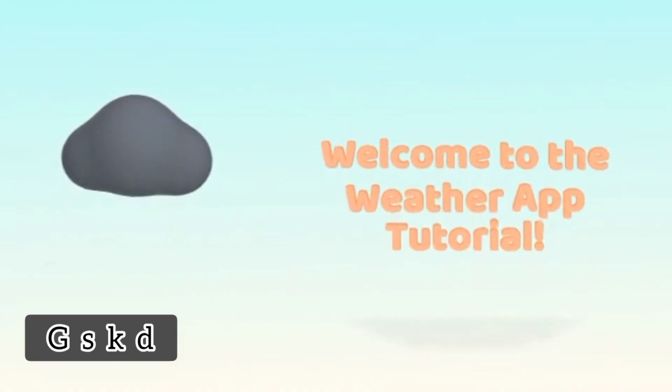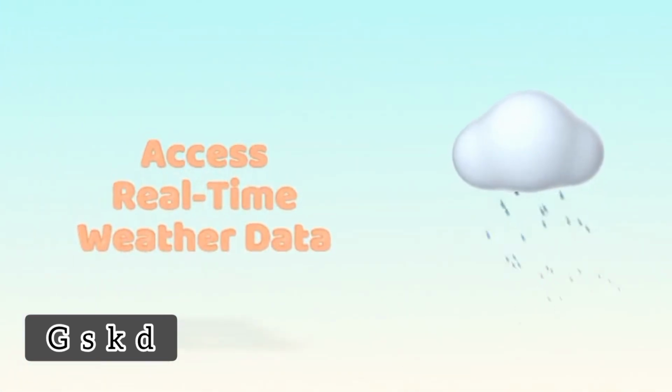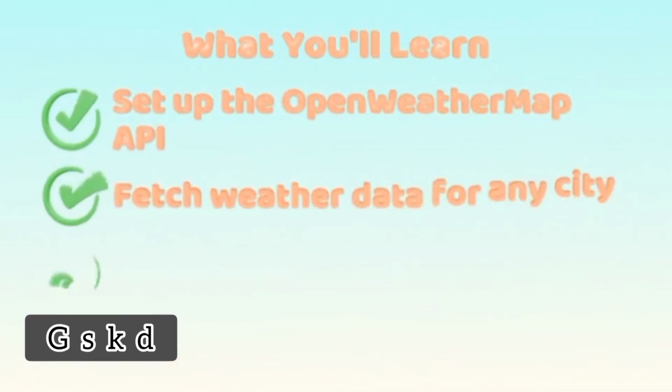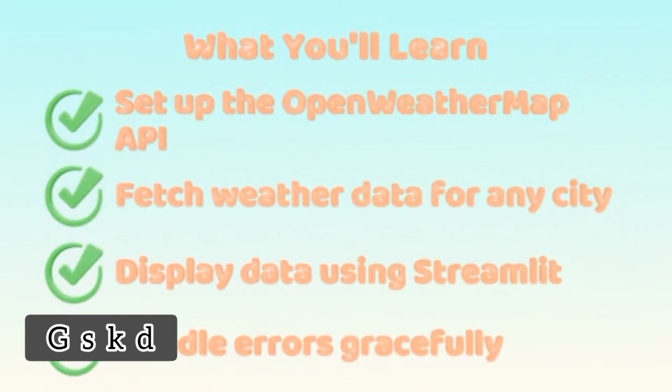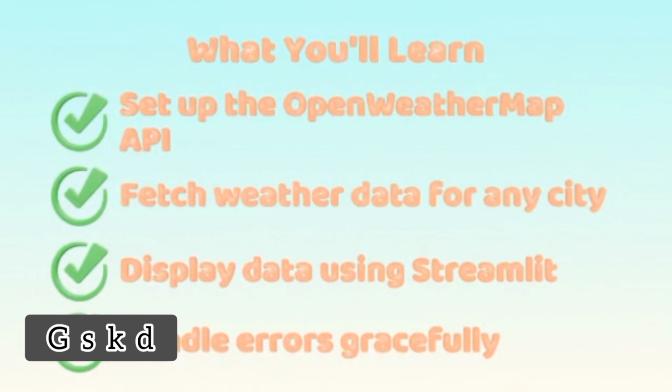Welcome to this exciting tutorial on building a weather app using Streamlit and the OpenWeatherMap API. We'll create an interactive app for real-time weather updates. With the OpenWeatherMap API, we can access up-to-date information like temperature, humidity, pressure, and weather descriptions with just a few lines of code. In this video, we'll cover how to set up the OpenWeatherMap API and get your own API key, fetch weather data, and display it using Streamlit.